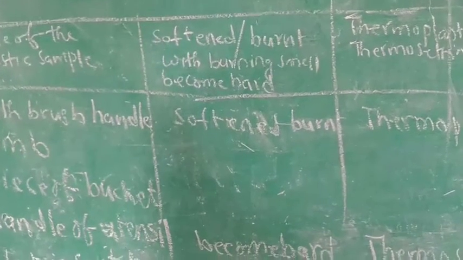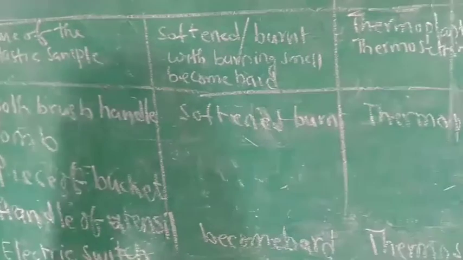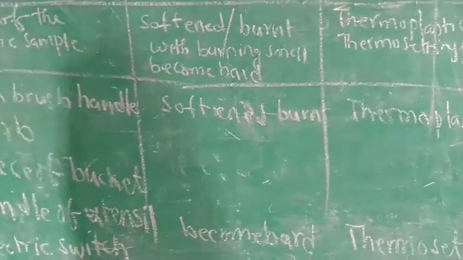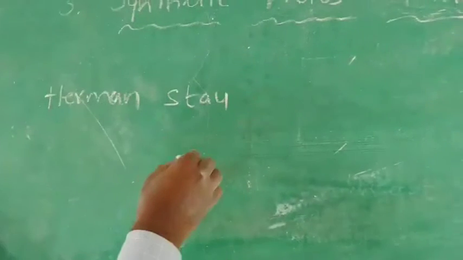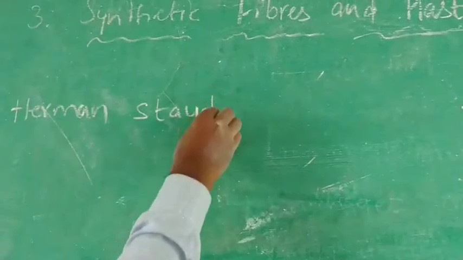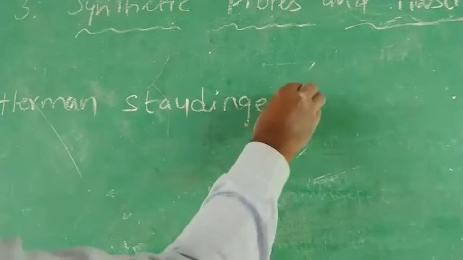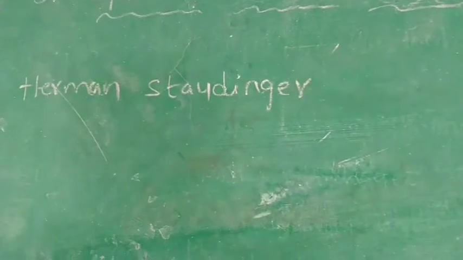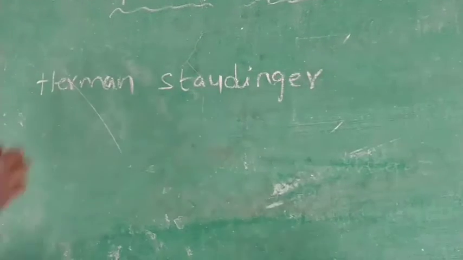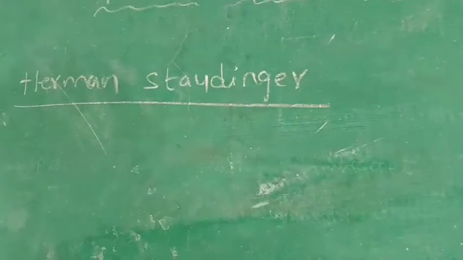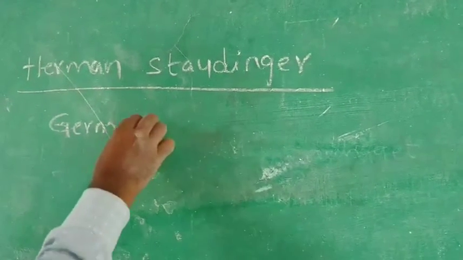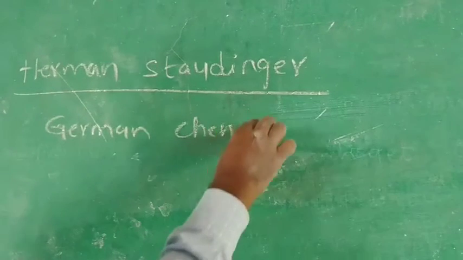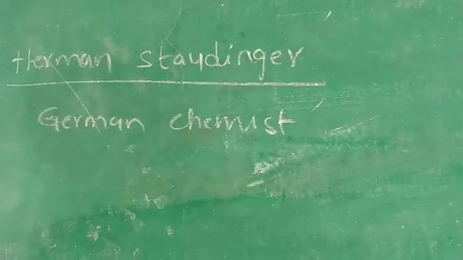Now there is one scientist we are going to talk about. Hermann Staudinger. Hermann Staudinger is a German chemist.